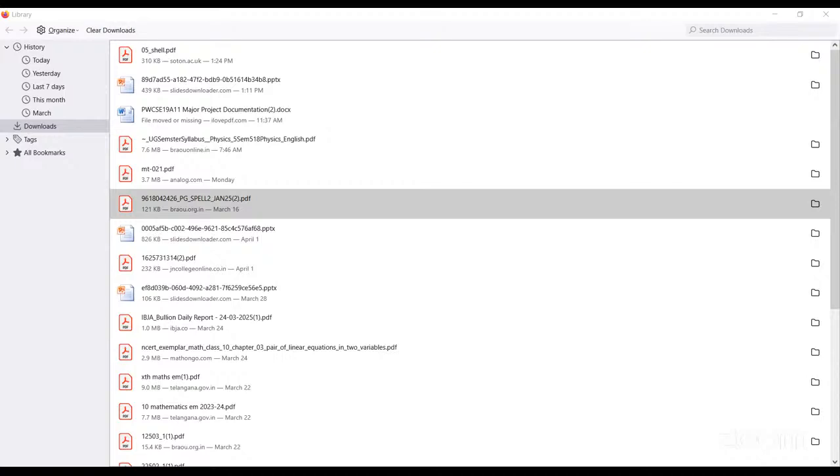Next, the significance of wave function is completed. The significance of wave function is a 10 marks question, and it is expected as a 10 marks question from previous year question papers.